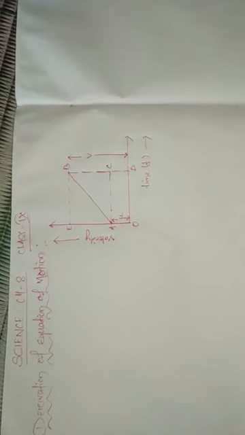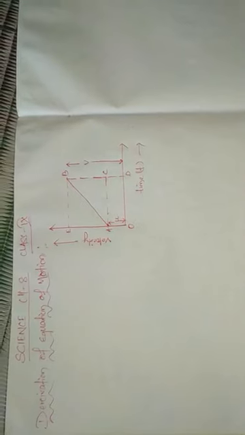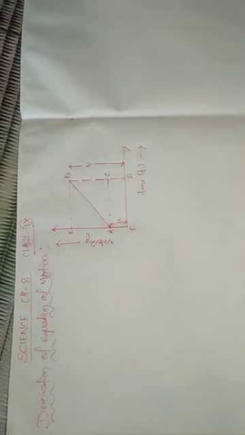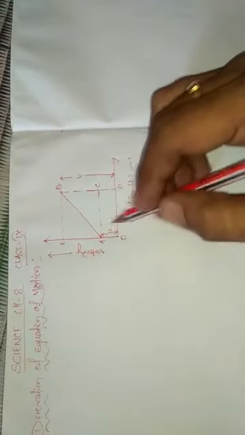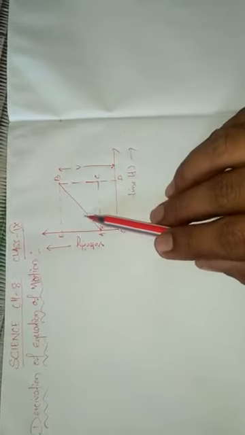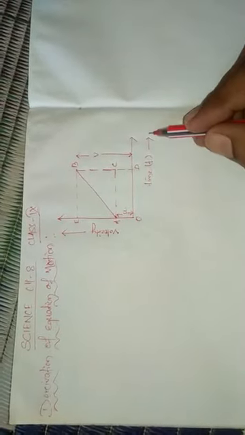Dear student, today we are going to learn about the derivation of equations of motion from the graphical method. To start that, we have to draw a velocity time graph as I have done here. This is the velocity axis and this is the time axis.